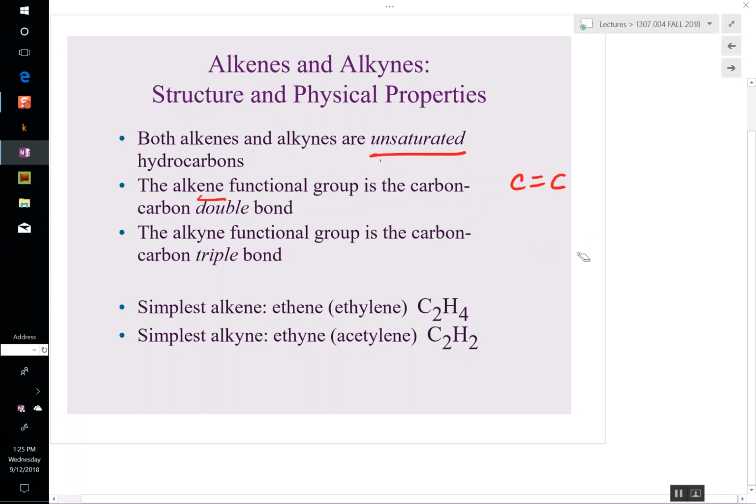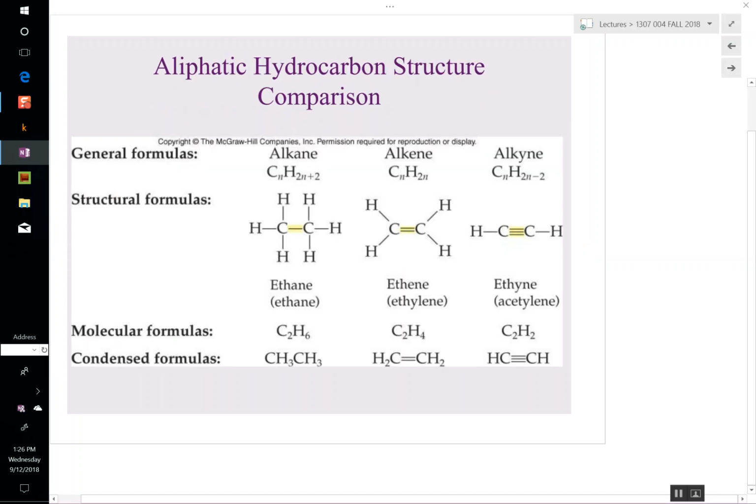Alkynes, with the Y-N-E ending, have a carbon-carbon triple bond in it. The simplest alkene is not with one carbon. There needs to be two carbons. If you're going to have a carbon-carbon double bond, it has to be at least two carbons. So it starts with ethene, ethyne. We'll get to aromatics at the end of the chapter. What do we mean by aromatics?